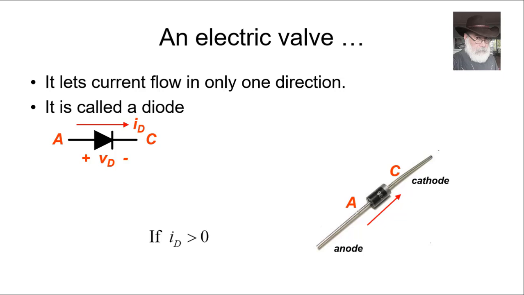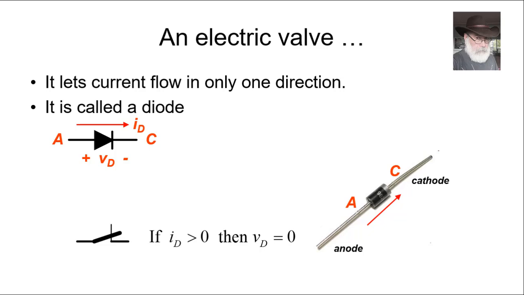If the current is positive, the current is flowing from A to C, then the diode behaves like a closed switch. Its voltage across will be zero. It's represented like a closed switch, like a short circuit.